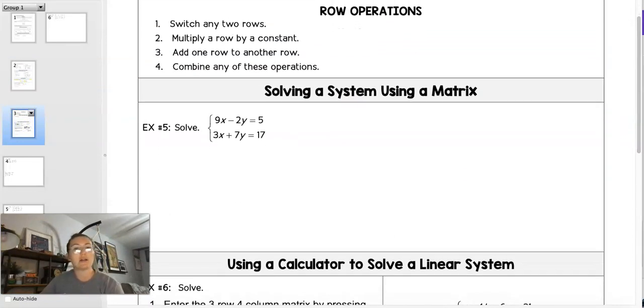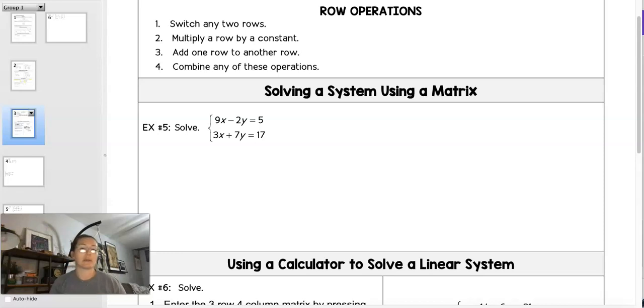So these are the legal operations we could do at any time in solving our matrix. Okay, so we're allowed to switch any two rows. So I could flip-flop and put them in a different order. I'm allowed to multiply a row by a constant. I'm allowed to add one row to another row. And I'm allowed to combine any of these operations together. And that's really what we're doing. We're really combining these operations to get it in the form I want.